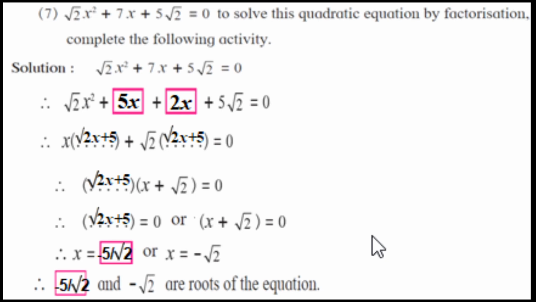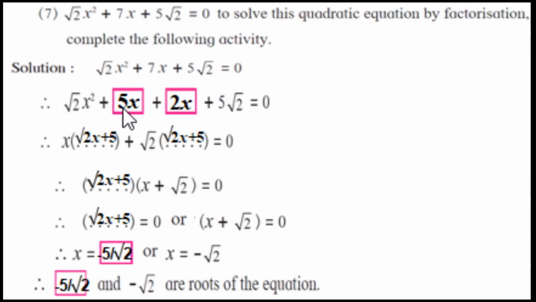Then question number 7, an activity is given to you. So what is the activity? See, root 2 x square plus 7x plus 5 root 2 is equal to 0. To solve the quadratic equation by factorization, we have to complete the following activity. Now root 2 x square plus 7x plus 5 root 2 is equal to 0. Here a is root 2 and c is 5 root 2. So 5 2s are 10. So product is 10 and addition is 7.